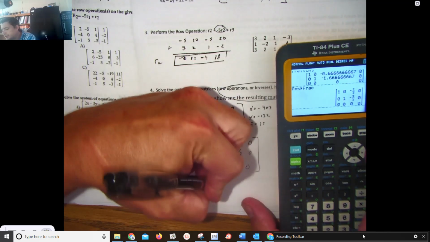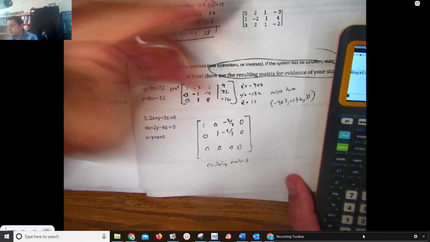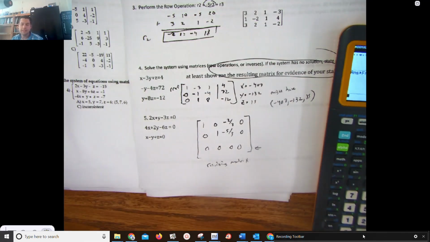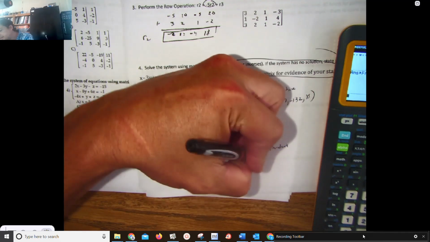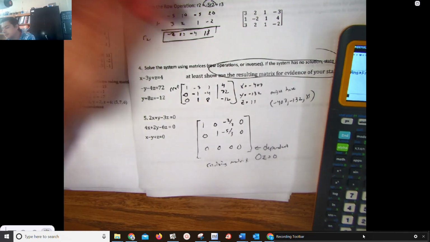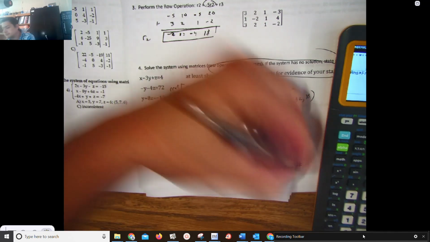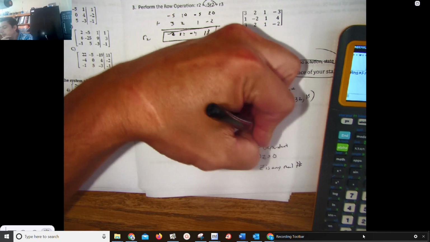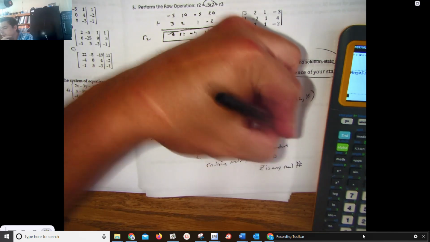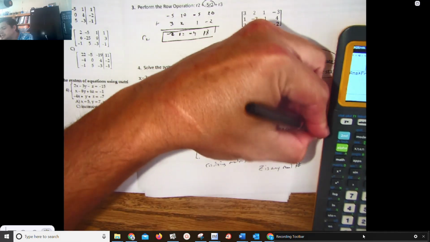So this is the resulting matrix. And what does it say? This tells me that it is a dependent system. And what it's really saying is that 0z is 0, which means that z is any real number. All right? The line above it would be talking about y. Y minus 5/3 of z is 0. Do a shift over. Y is 5/3 of z.